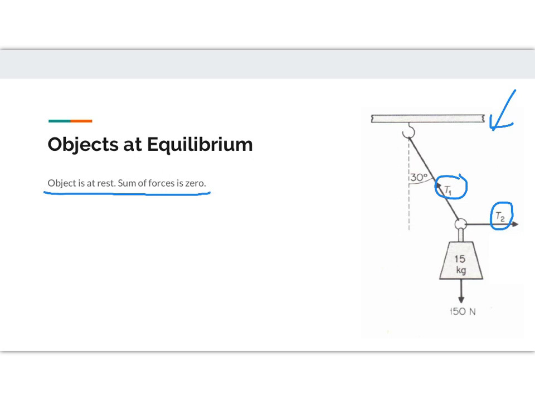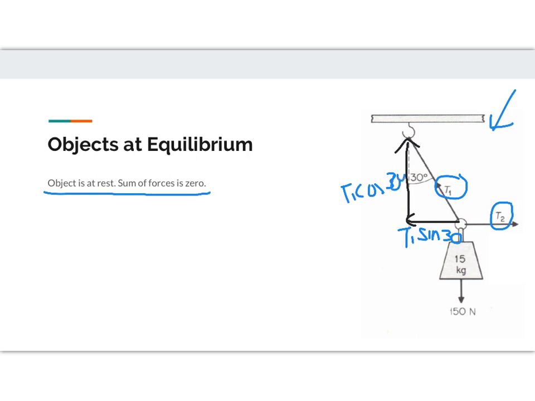Before I get started with anything else, the first thing I need to do is break up this 30 degrees into its x and its y components. You'll notice that I draw which way the arrows are going, because that's going to help me later. What is this going to look like? For my x, I'm going to have T1 sine 30 degrees, because it's the opposite, and then I'm going to have T1 cosine 30 degrees, because it's the adjacent. Sorry, that's a little bit messy.